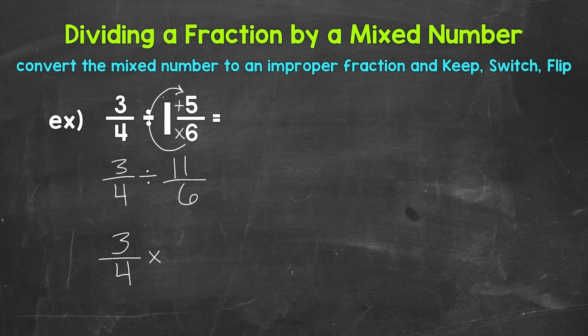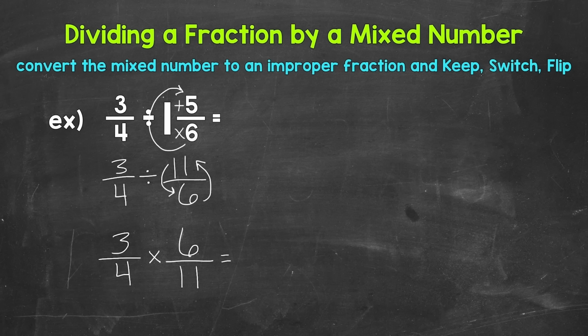Switch to multiplication, and then flip 11/6. So 6 is now the numerator, and 11 is now the denominator. So we have 3/4 times 6/11. Now let's multiply straight across, starting with the numerators.